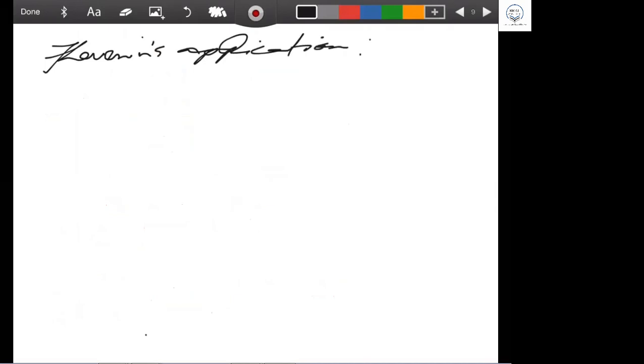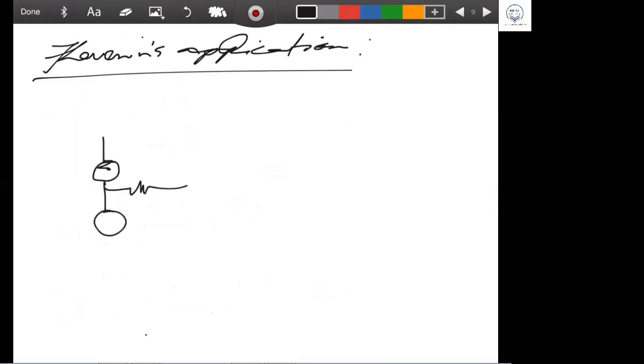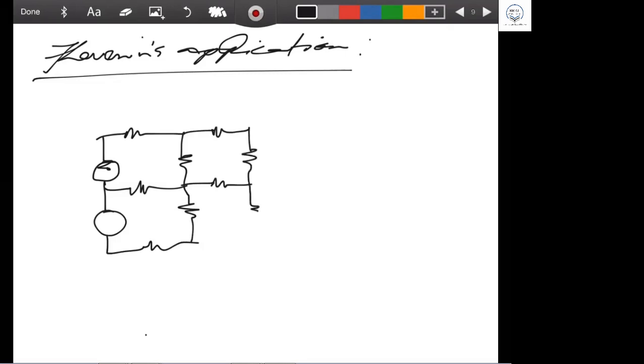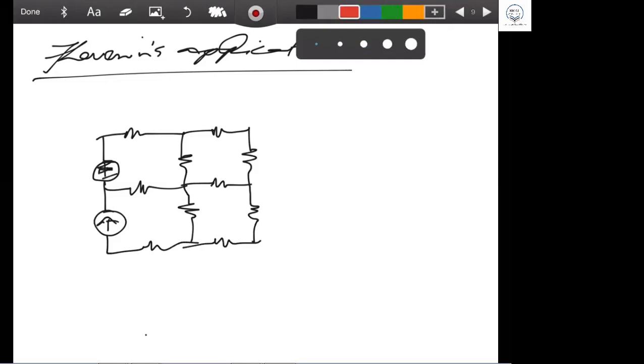This is the Thevenin's application. Why? Last time, when I taught you the Thevenin and Norton theorems, I showed you a complicated circuit with voltage and current sources and resistances. I told you that if this is A and this is B, and this is the variable RL, so A and B are the points here.